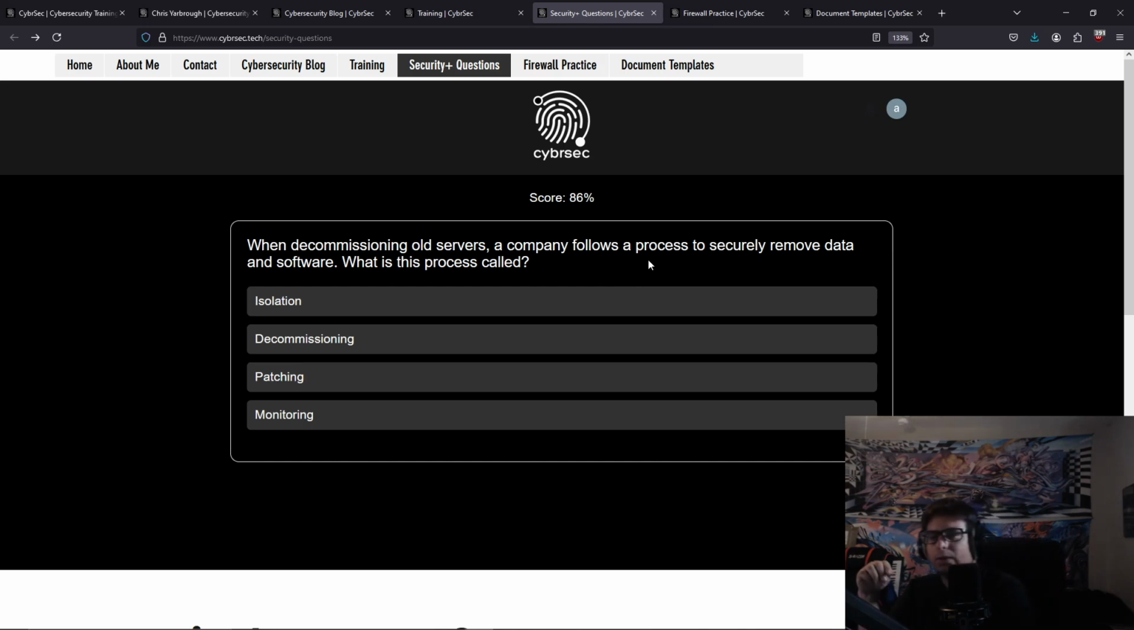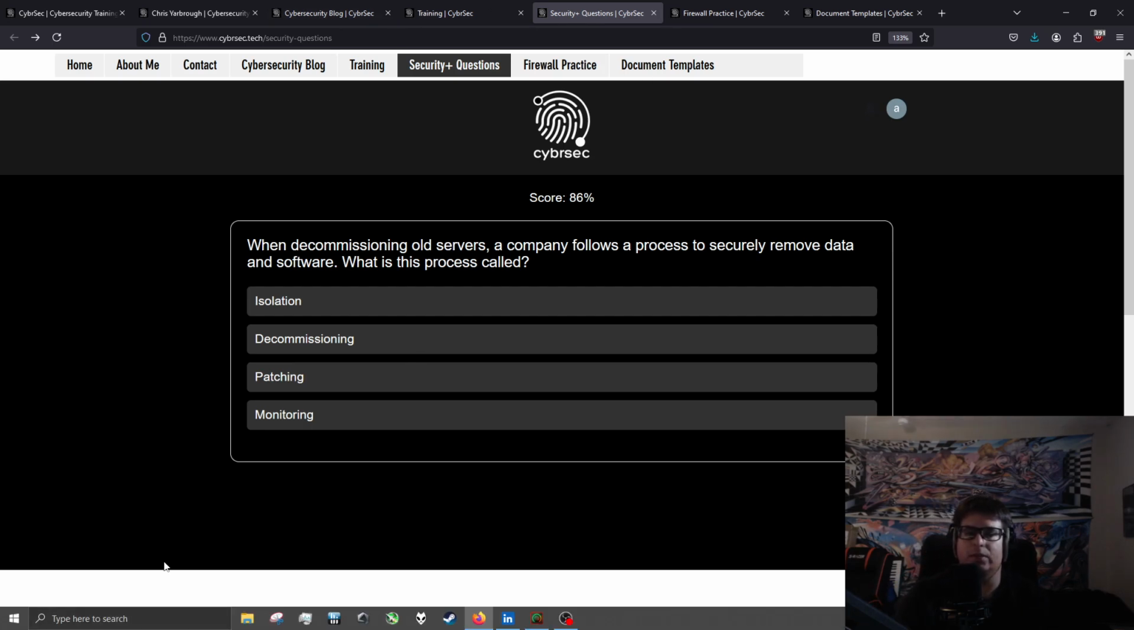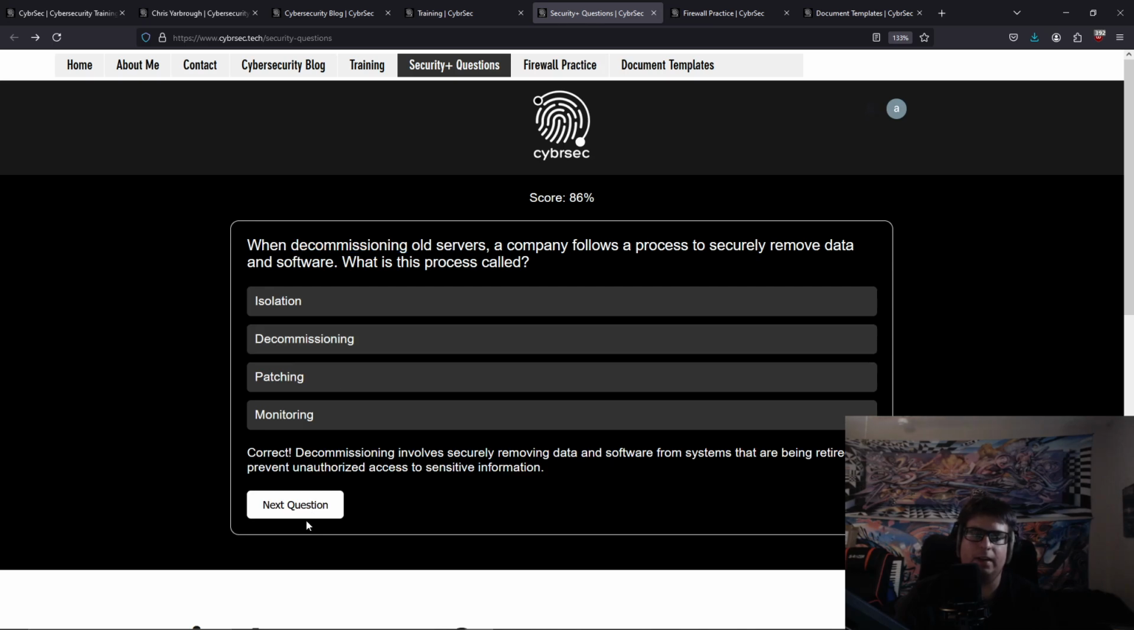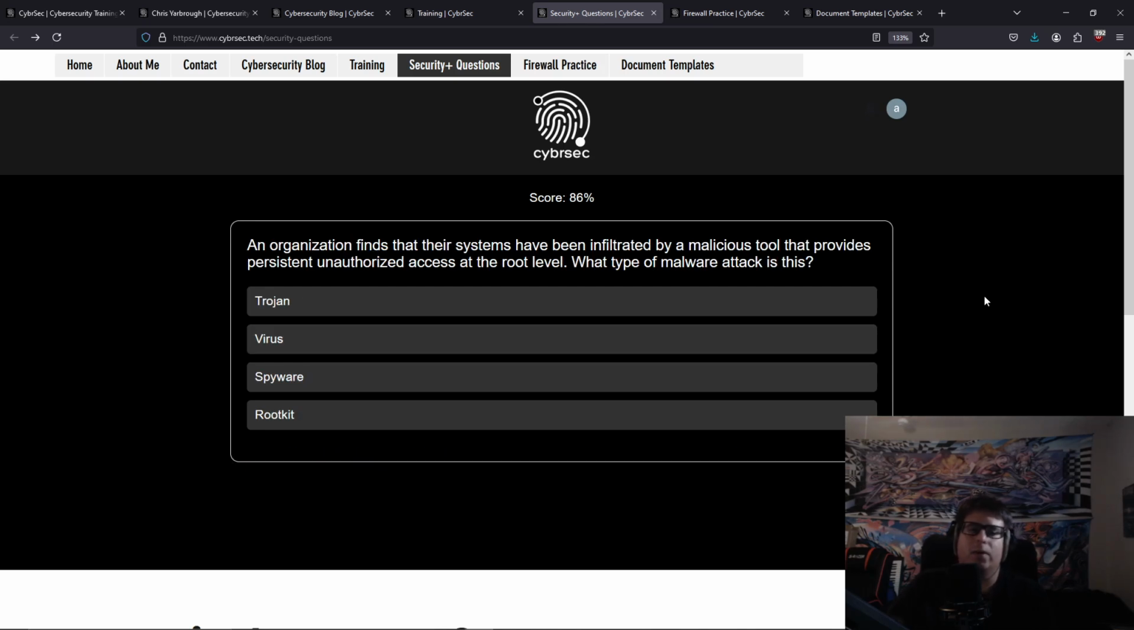When decommissioning old servers, a company follows a process to securely remove data and software. What is this process called? Decommissioning old servers, securely remove data. If it's straight up in the question, I'm going to cry. Okay, alright, cool. An organization finds that their systems have been infiltrated by a malicious tool that provides persistent, unauthorized access at root level. It's going to be a rootkit.